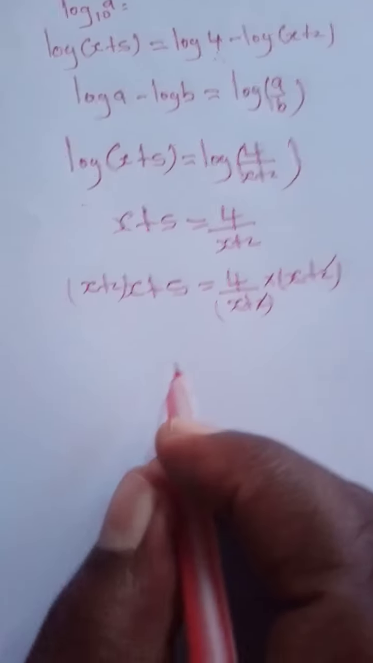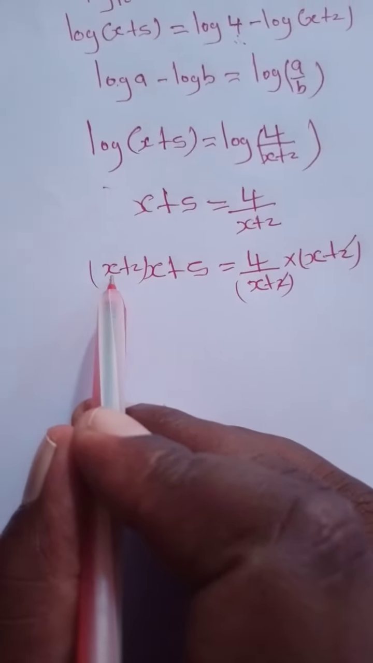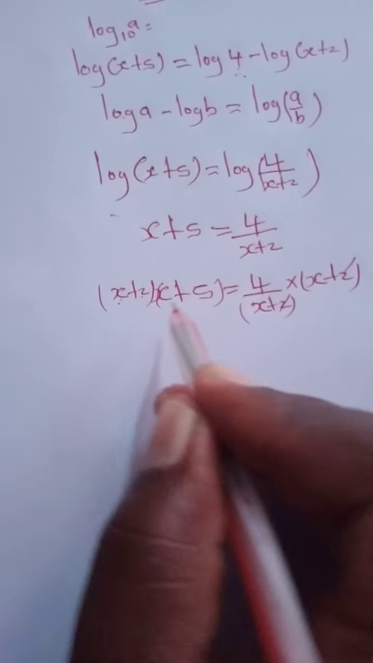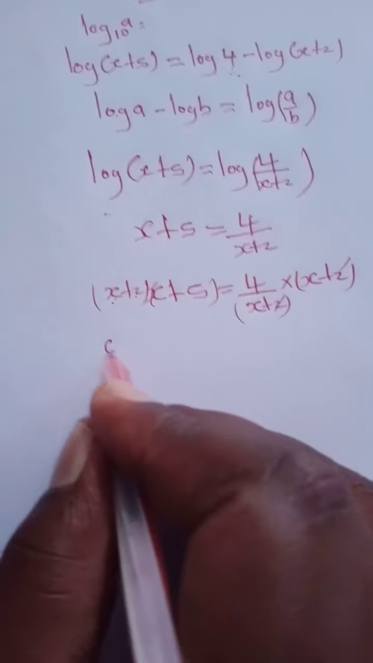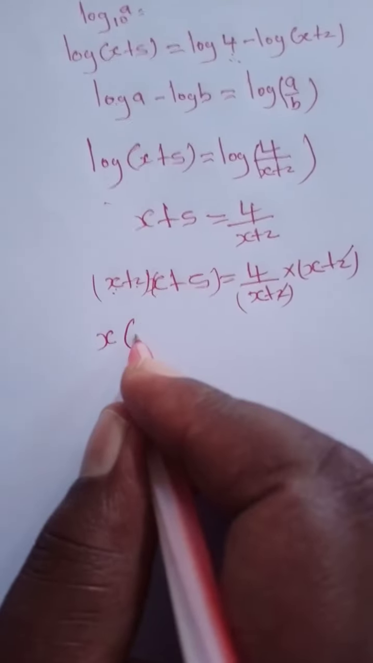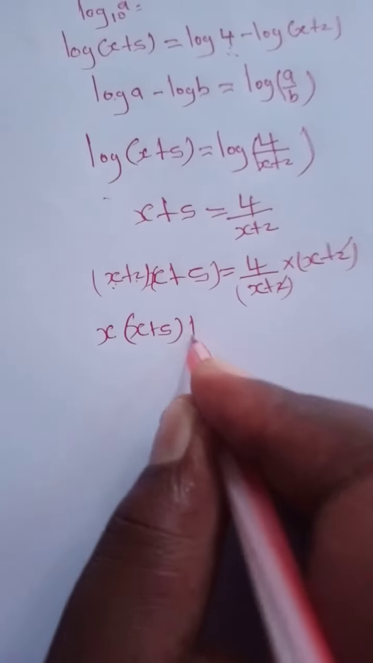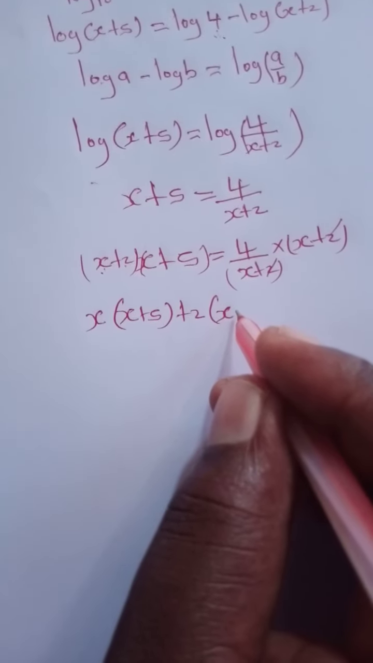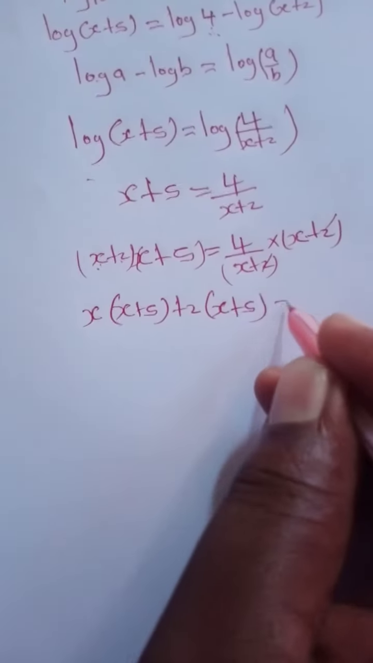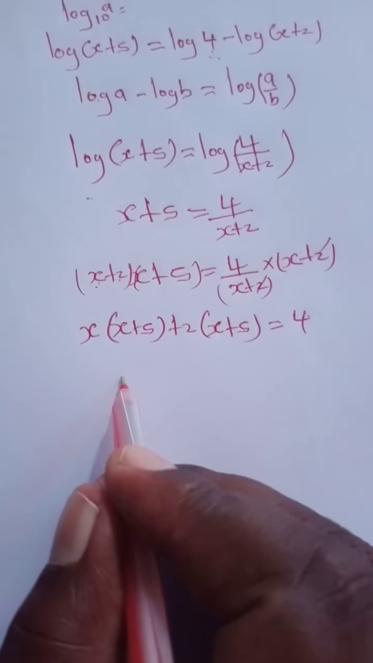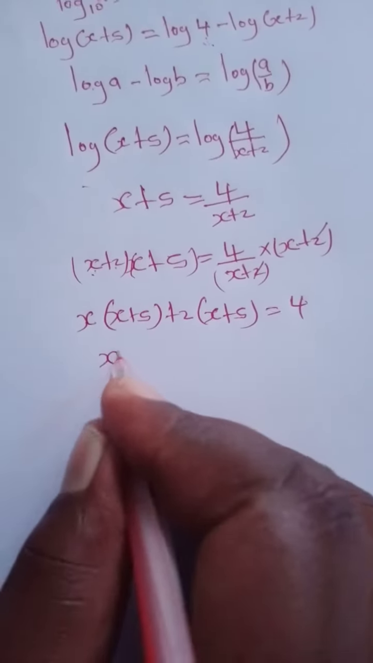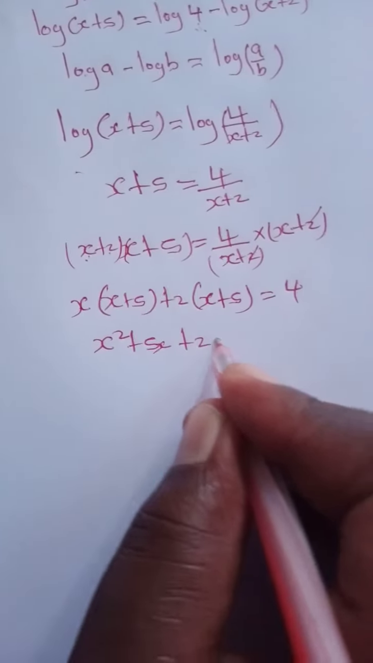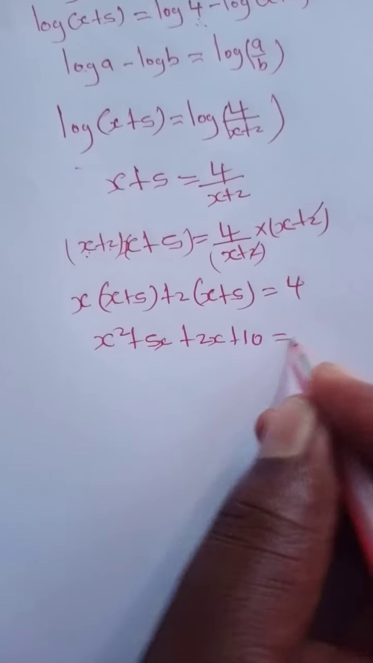So this one will cancel. We need to multiply x + 2 by x + 5, so we need to open the bracket. Write (x + 2)(x + 5) equal to 4. If you open the bracket, this will be x squared + 5x + 2x + 10 equal to 4.